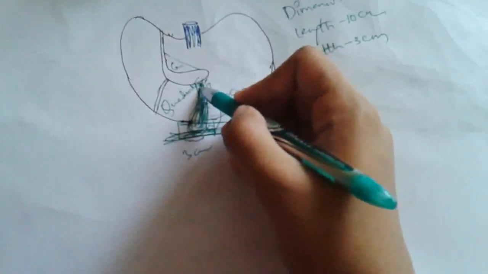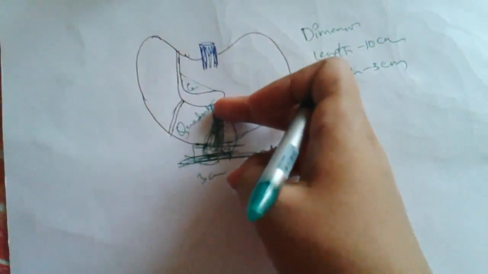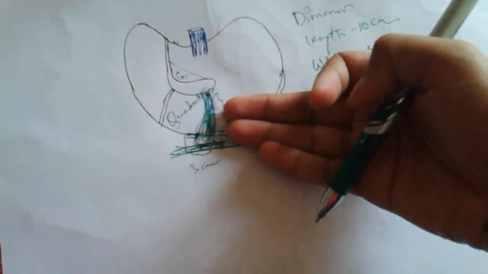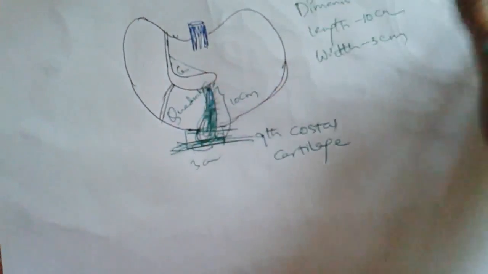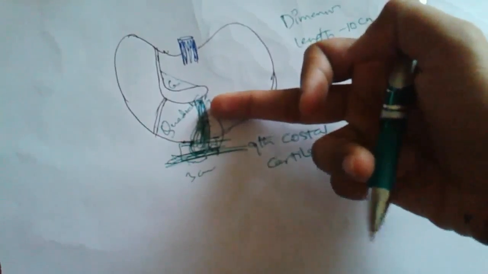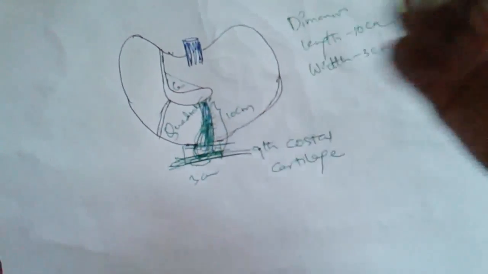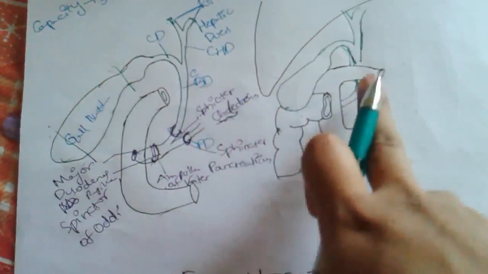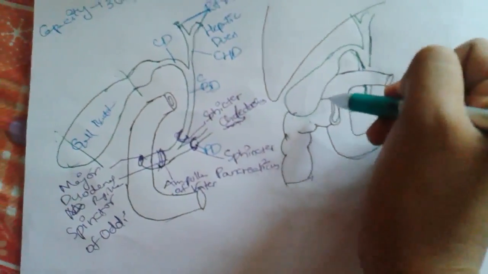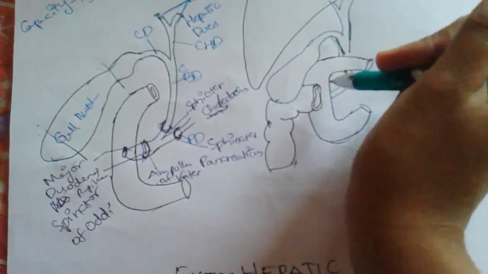Now, the upper surface of it is directly related to the liver. The anterior surface of the body is directly related to the liver and is not covered by any peritoneum. But the posterior surface is totally covered by the peritoneum, and this posterior surface is mainly related to the second part of the duodenum. You can see the second part of the duodenum here.